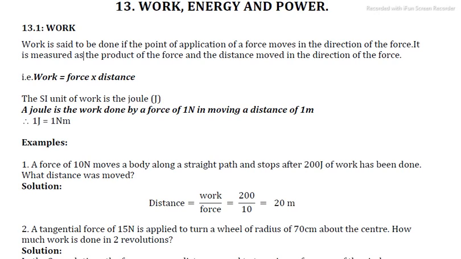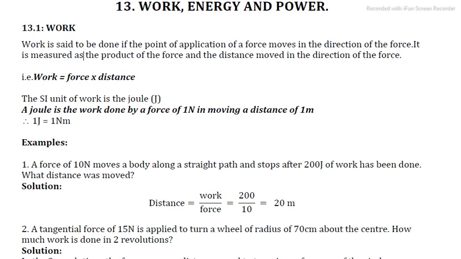Still, from the definition of work, we looked at the formula for finding the work done. That was force times the distance. But when is work said to be done? Work is said to be done when the point of application of force moves in the direction of force. That is when work is done.